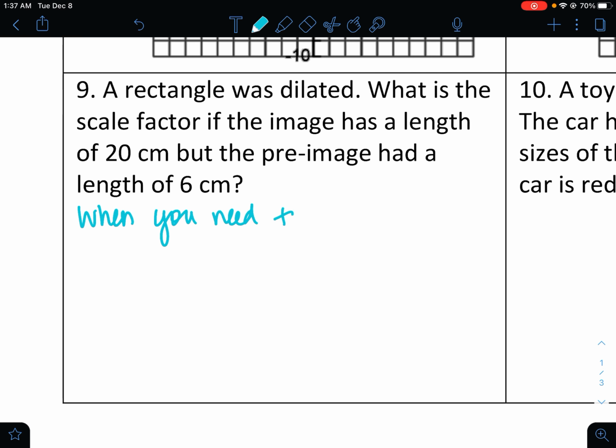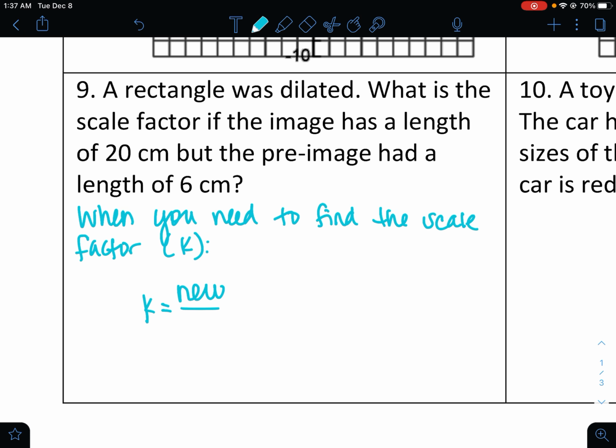But when you need to find the scale factor, which is just k, we use the constant k. This is what you need to do. You just do k equals new over old, or new over original, if you prefer.